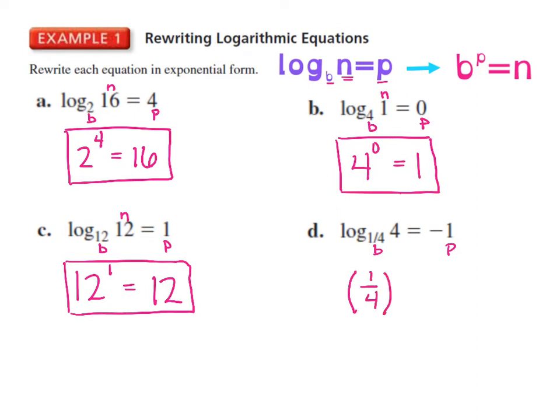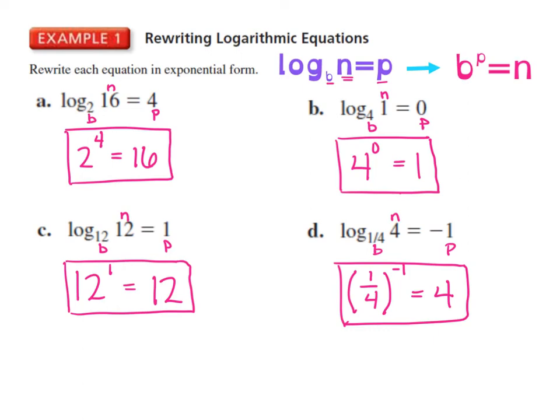My base and my power would be 1/4. Since it's a fraction, if we're going to raise it to a power, we really want to show it in parentheses because otherwise it would only raise the top number to a power. So I want to show the 1/4 raised up to the negative 1st power. And I know that equals the number, which was 4.